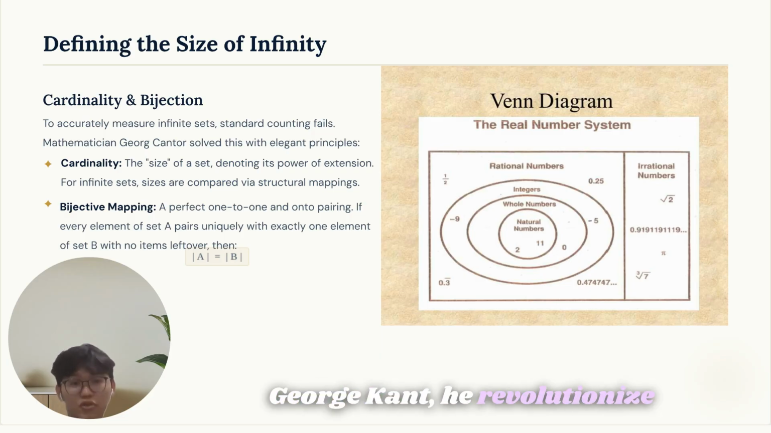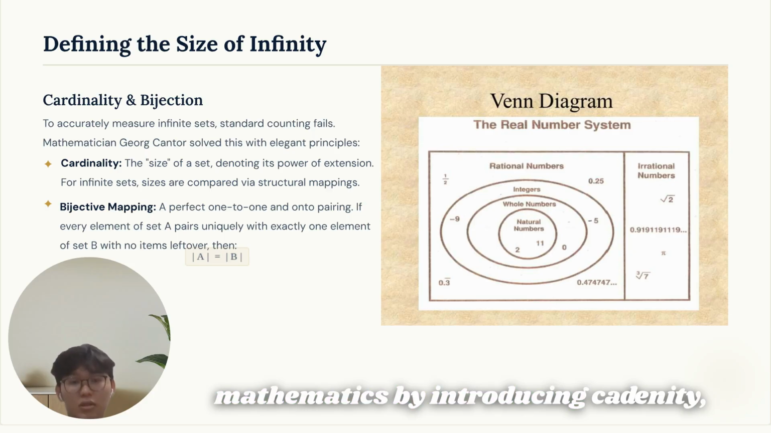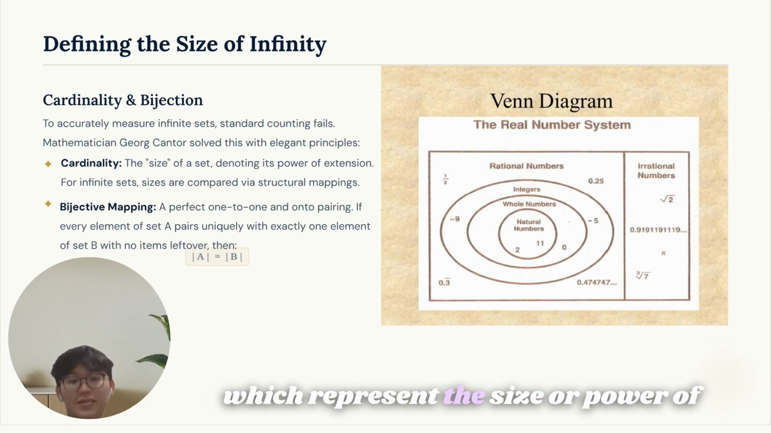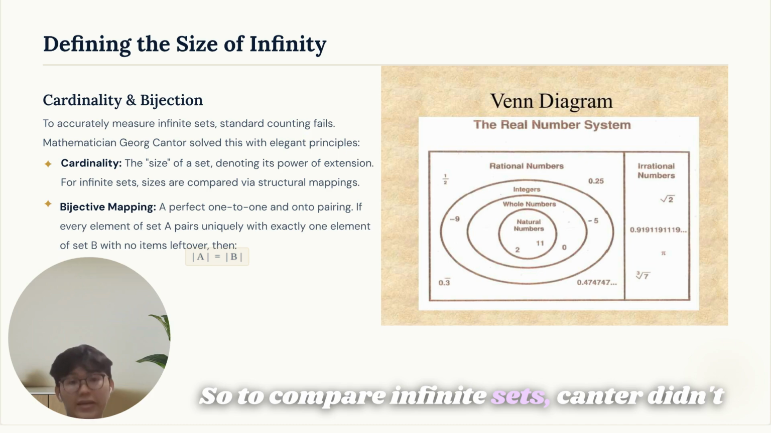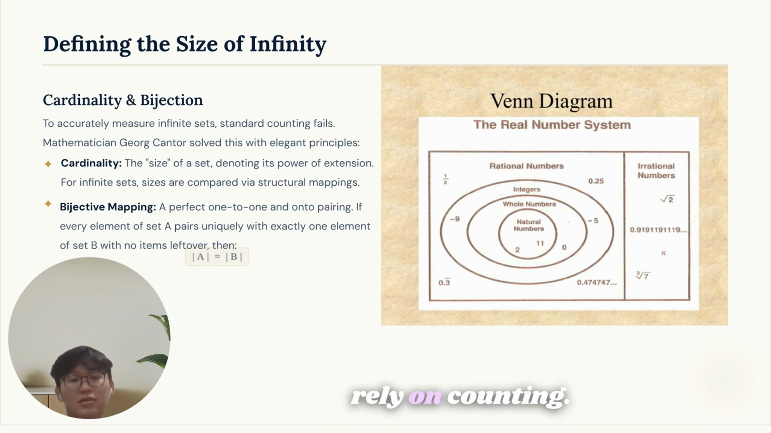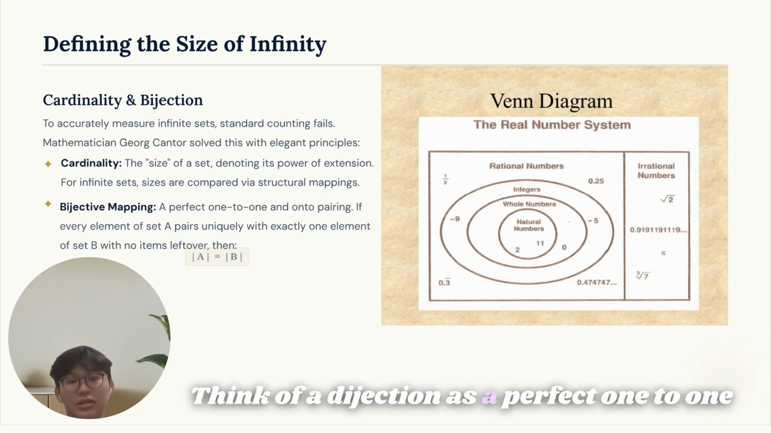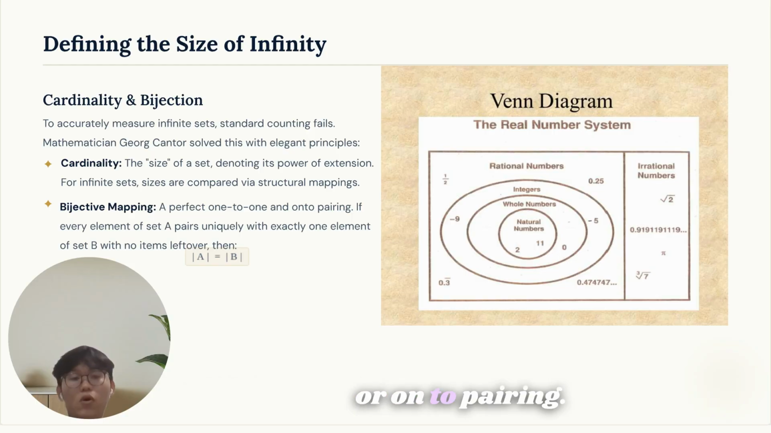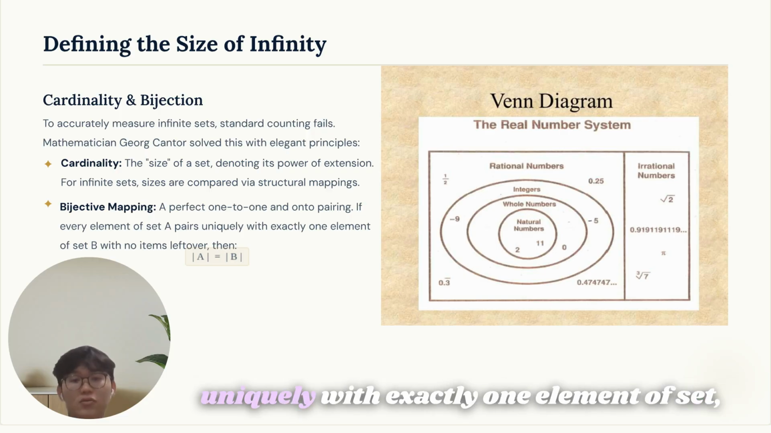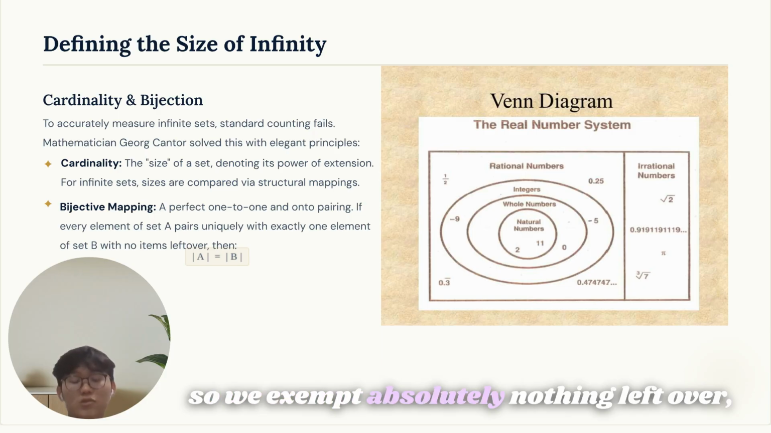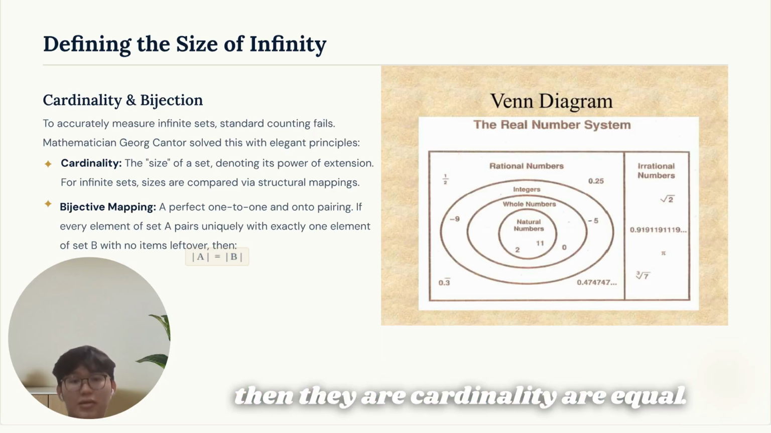He revolutionized mathematics by introducing cardinality, which represents the size or power of a set. To compare infinite sets, Cantor didn't rely on counting. He used bijective mapping. Think of a bijection as a perfect one-to-one and onto pairing. If every single element of set A can be paired uniquely with exactly one element of set B, with absolutely nothing left over, then their cardinalities are equal.